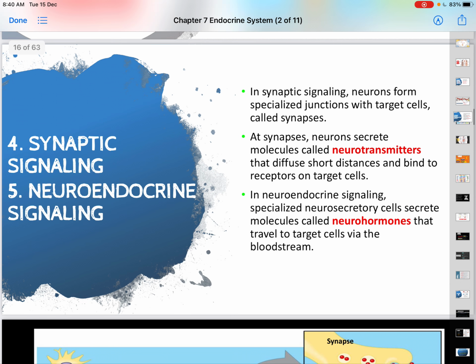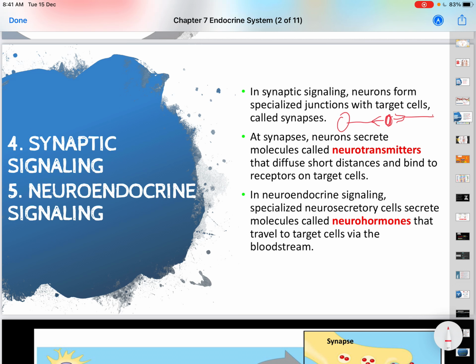Okay, now we go into synaptic signaling. In synaptic signaling, neurons form specialized junctions with target cells called synapses. So this is what we have learned in the previous lecture. Okay, this is the neuron, this is the dendrite, and then this is the synapse, and then the target cells.